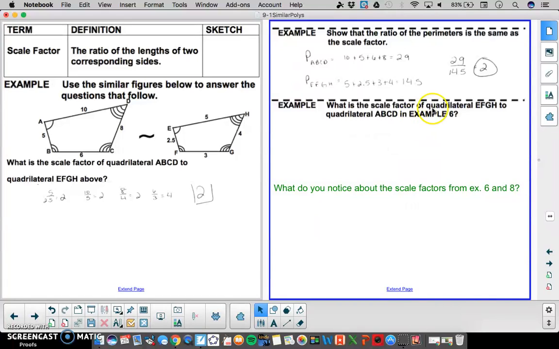Now, what is the scale factor of quadrilateral EFGH to quadrilateral ABCD? Well, now we're just going in the other direction. So now I'm going to set up a ratio of 5 over 10. Well, notice now it's just 1/2. 5 over 10 is 1/2. What do you notice about the scale factors from example 6 and example 8? Well, this was example 6. This was example 8. What do you notice about 2 and 1/2? Notice that they are reciprocals. They're just the flips of one another. So all you have to do is flip it over to find the scale factor going the other way.